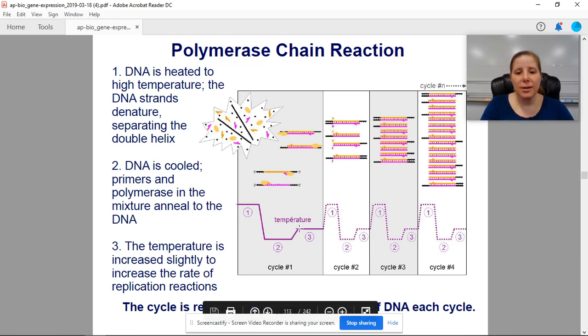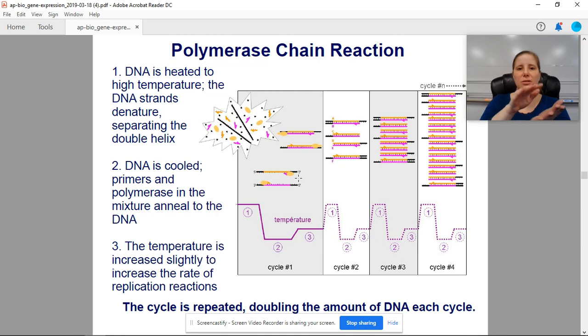Then the temperature is increased a little bit, not as much as it was in the first step, to increase the rate of replication. So now it's just warm enough that it's going to start copy, copy, copy, copy, copy, copy. And then in cycle 2, it happens again, but with all of these, now they make another copy. And then in cycle 3, it happens again, but each of those are now going to make a copy. So it's going to be at this logarithmic rate. Anyway, you know what I'm trying to say. So it just keeps expanding exponentially like that.